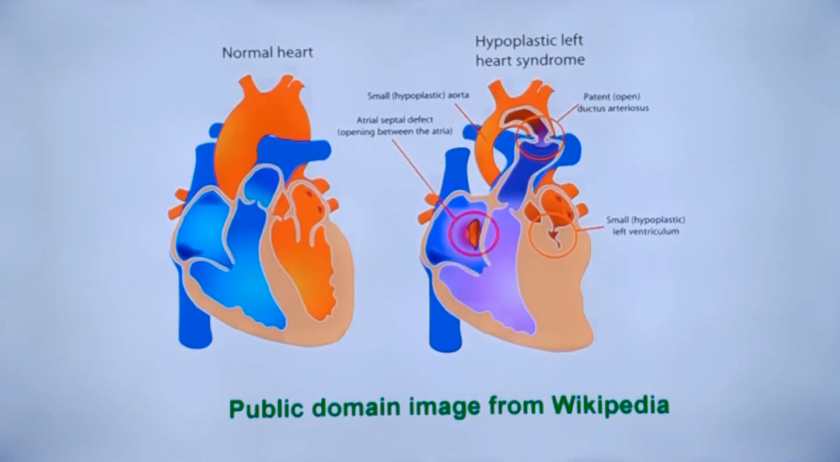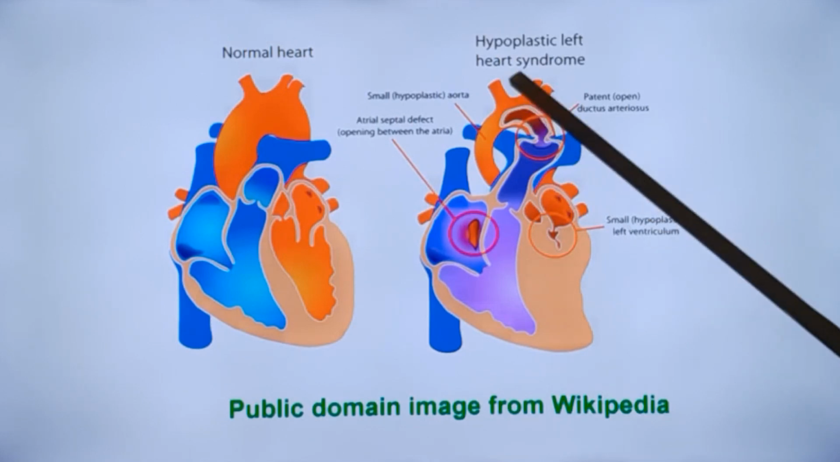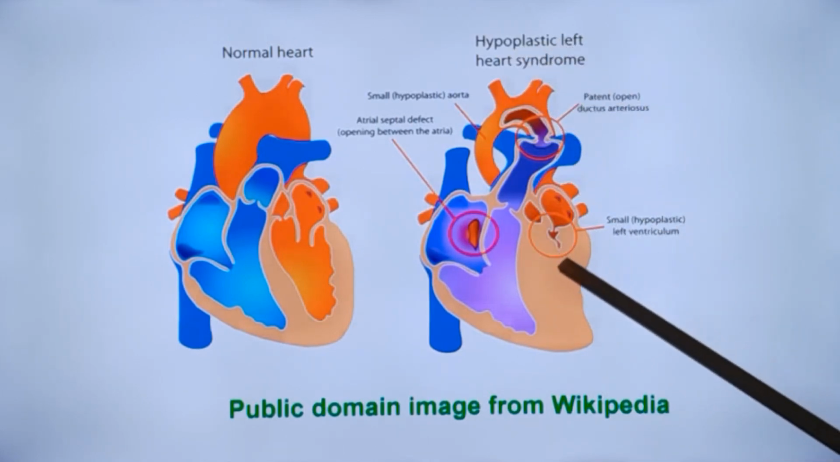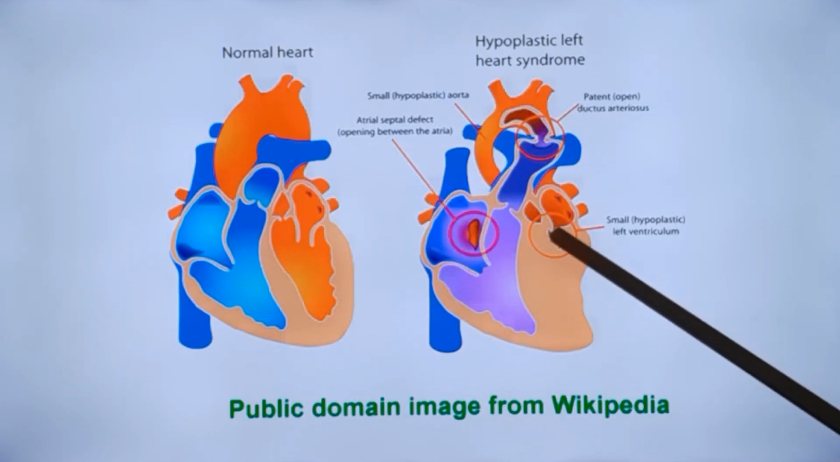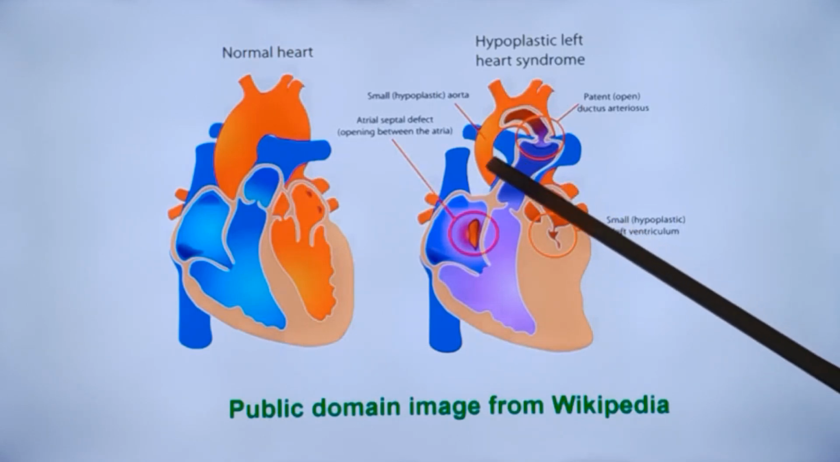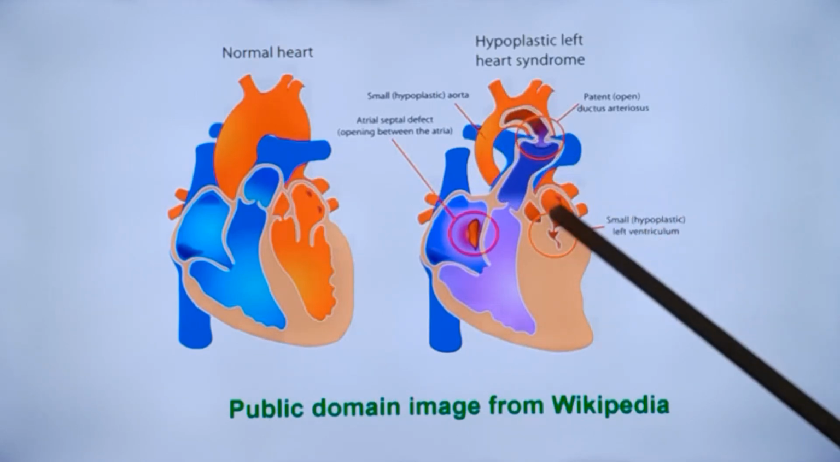This is a diagrammatic representation of hypoplastic left heart syndrome. Left ventricular cavity is hypoplastic, mitral valve is either very small or atretic, same is true of aortic valve, and ascending aorta is hypoplastic.